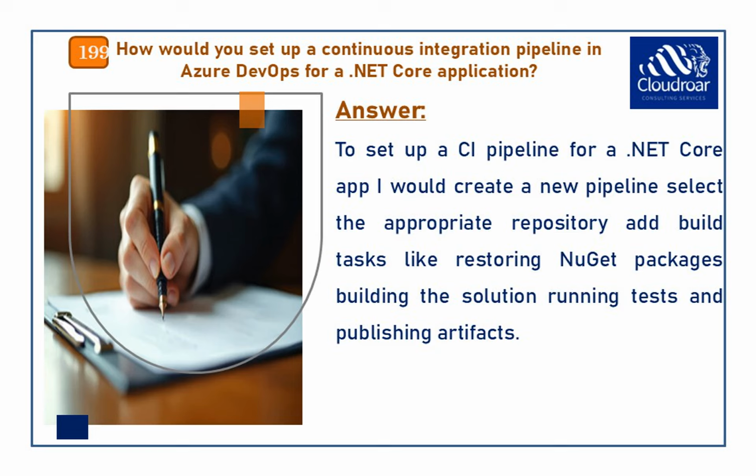Question 199. How would you set up a continuous integration pipeline in Azure DevOps for a .NET Core application? To set up a CI pipeline for a .NET Core app, I would create a new pipeline, select the appropriate repository, add build tasks like restoring NuGet packages, building the solution, running tests, and publishing artifacts.